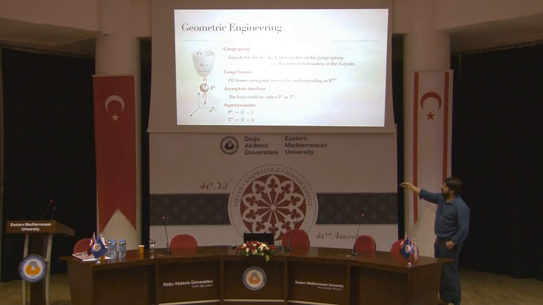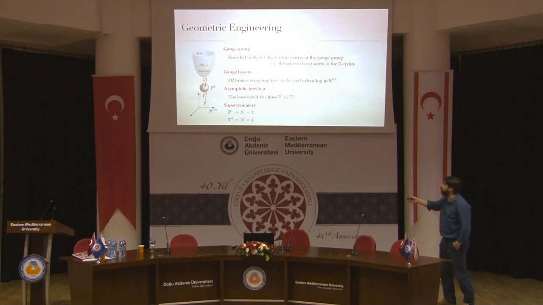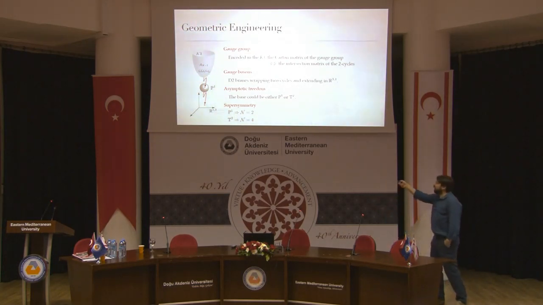And then depending on which one you put, you either have N equals 2 supersymmetry with 8 supercharges, or N equals 4 with 16 supercharges. So to study supersymmetry, to study Seiberg-Witten theory, we have to pick P1. So it's just a sphere. Okay? So then you gave me K3 with singularity.